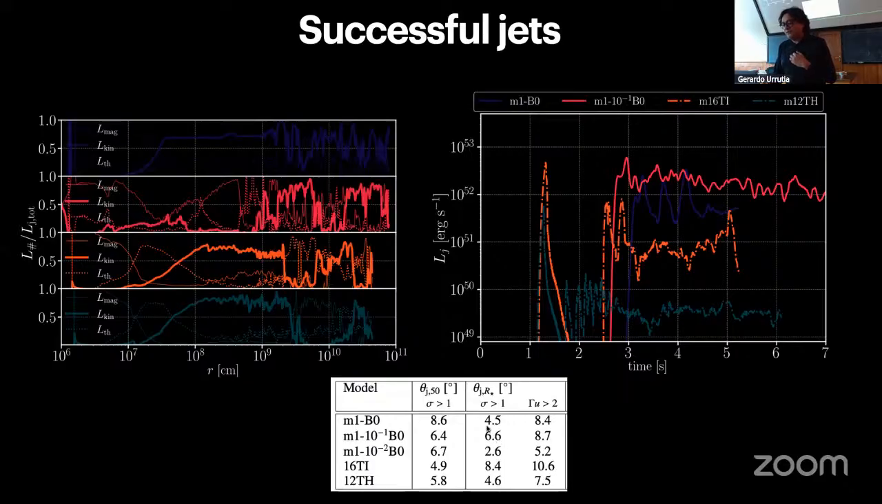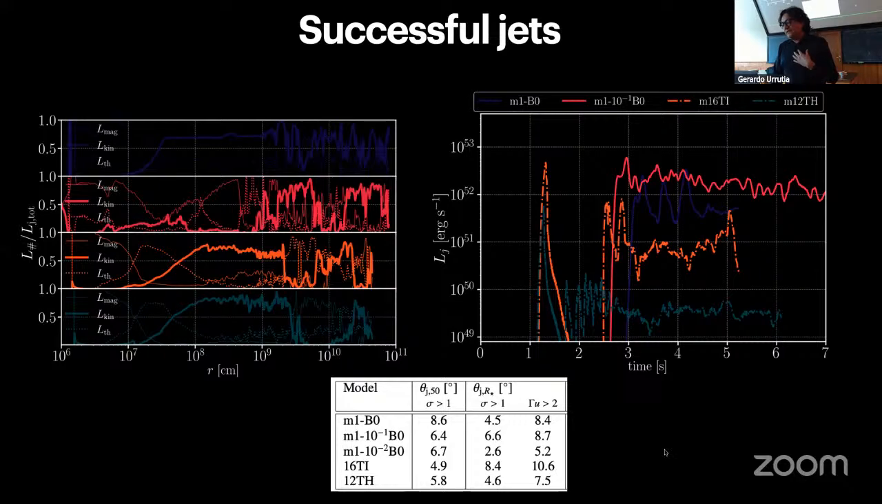The jet opening angle was measured in 2 ways. One of those is just how magnetized the jet is, with this sigma parameter greater than 1. We measured that in 2 different regions: very close to the black hole at 15 gravitational radii, and the second one, how much magnetization is left when the jet breaks the star. And with this magnetization criterion, sometimes the jet opening angle is not preserved.